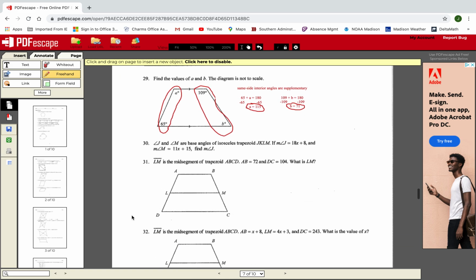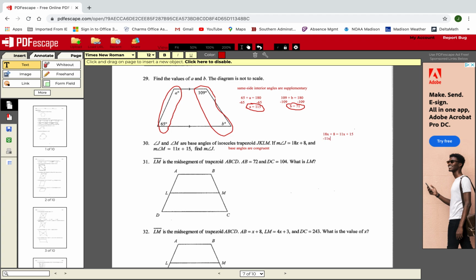30. Angle J and angle M are base angles of an isosceles trapezoid. Well, by the concepts of an isosceles trapezoid, we know that base angles are congruent. Okay? So if J is 18x plus 8 and M is 11x plus 15, we want to find the measure of angle J. But first, we need to set those equations equal to each other. Okay? So 18x plus 8 equals 11x plus 15.